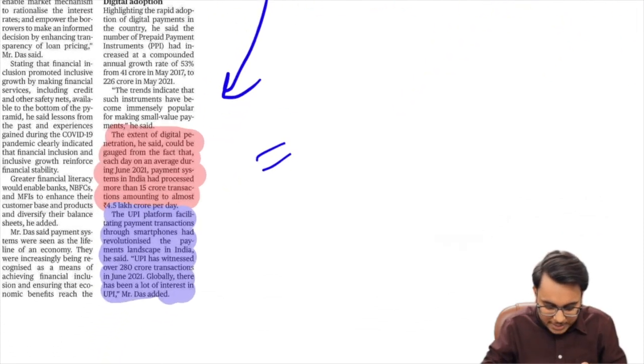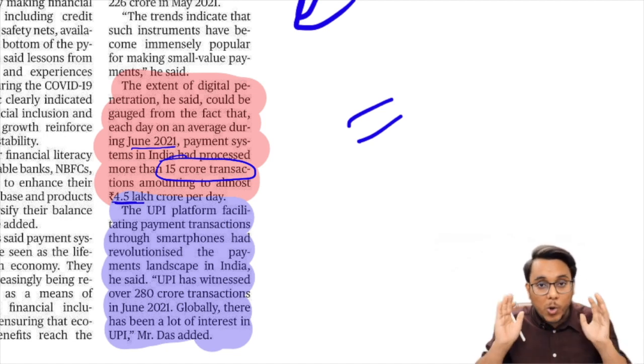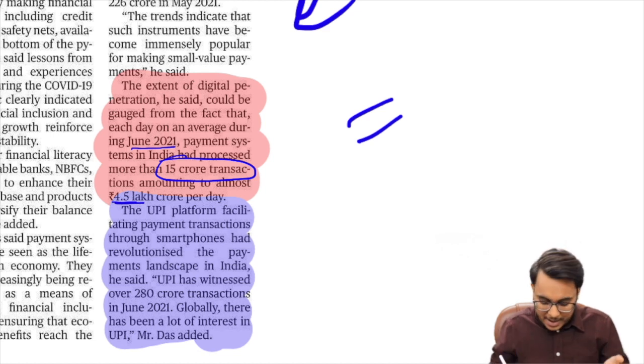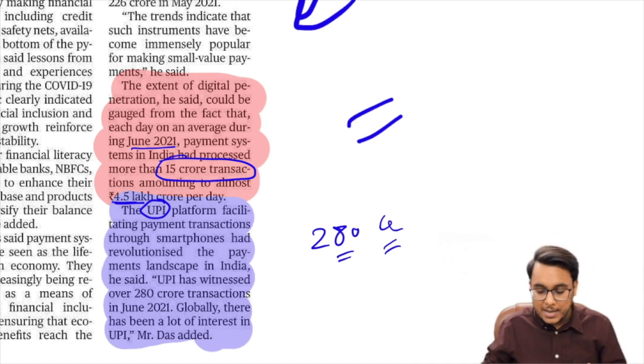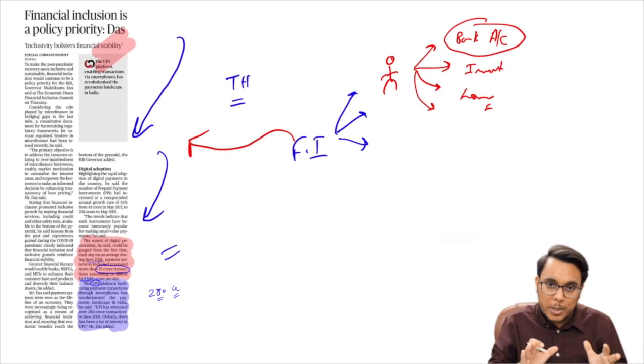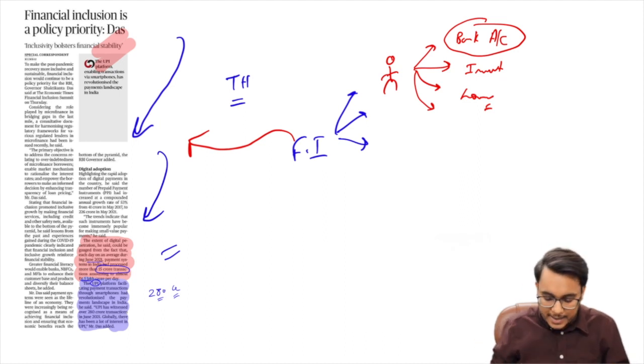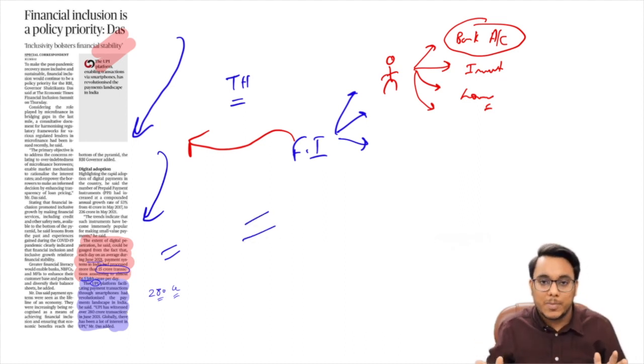Today when we talk about digital transactions in India, guys, they have increased every month, and in June 2021 there were more than 15 crore transactions amounting to 4.5 lakh crore rupees per day. These are all the digital transactions in India that have happened. Then, when we talk about UPI transactions, in the month of June there were 280 crore UPI transactions. So basically the digital penetration in India has been very good, and by the coming of UPI, it has further been revolutionized. Further, world countries are also looking at India. So such things have been provided in this particular article.